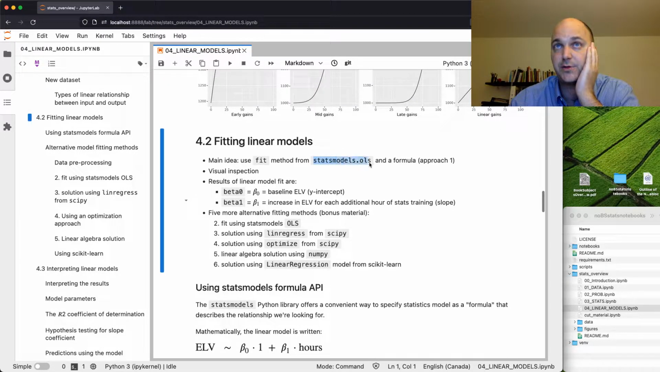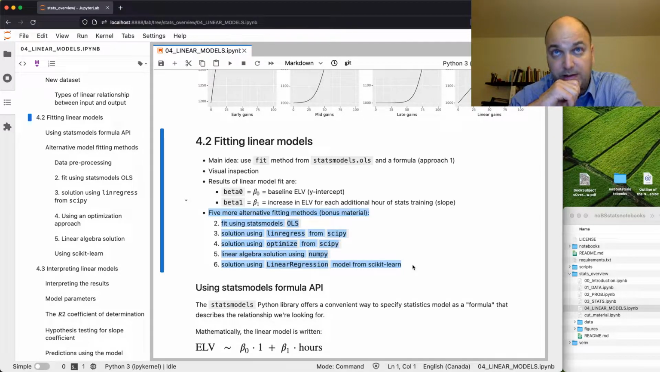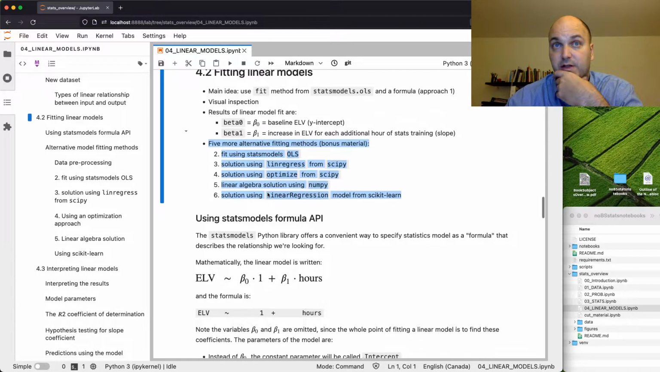Statsmodels OLS, ordinary least squares, is one way to do this. Linear models are so important and so popular that there are at least 5 other ways accessible in Python in standard libraries for fitting models. We're not going to talk about all of them, but just to let you know that we're showing 1/6 of all the possible ways. Okay, so let's do it.